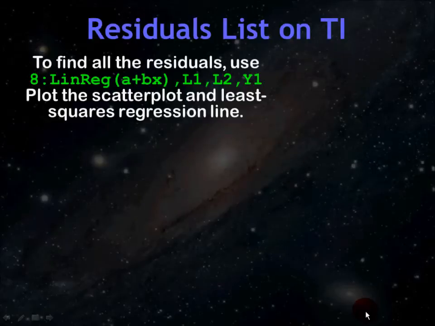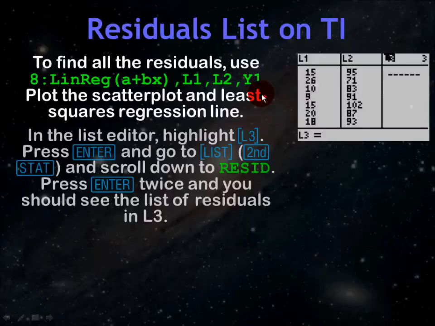Now let's try to do this on your calculator. Turn over your note sheet. To find all the residuals, run LinReg number 8 as you have before. Put L1 for X list, L2 for Y list, and Y1 for storing your regression equation. Plot the scatter plot and the least squares regression line, which I showed you on the previous screen.